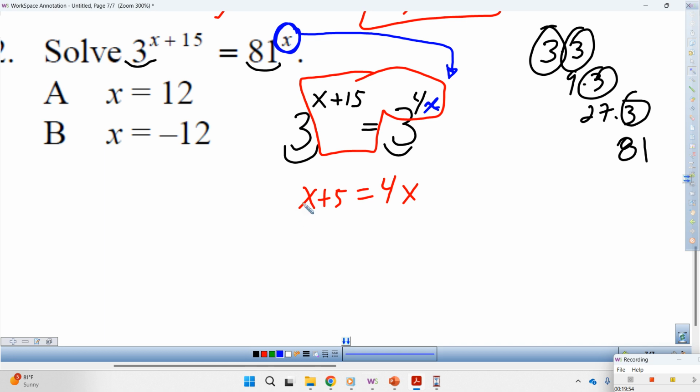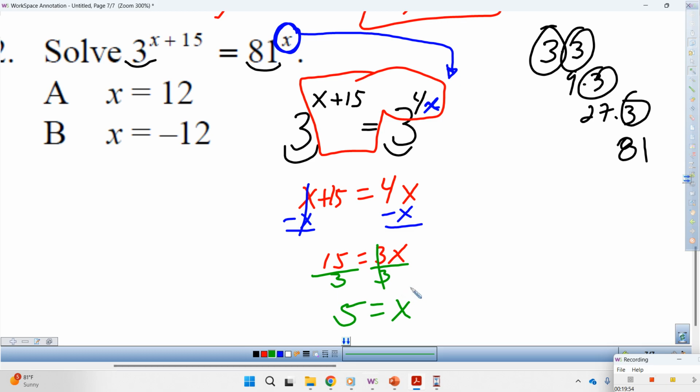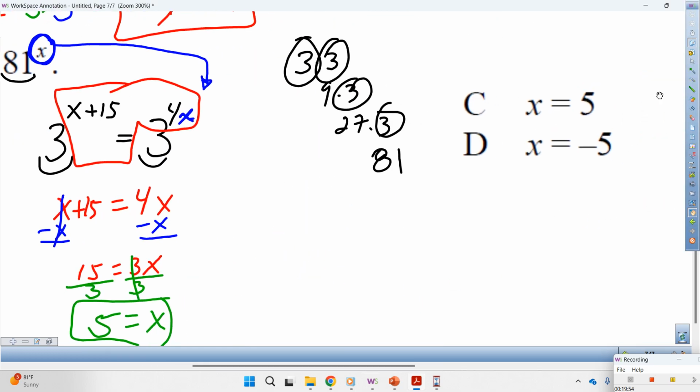To get rid of the x, what do? Subtract x, and this is 15, not 5. There it is. So we end up with 15 equals 3x. And last but not least, divide by 3. 5 equals x. Correct answer is letter C.